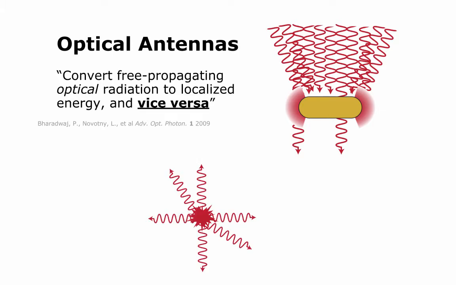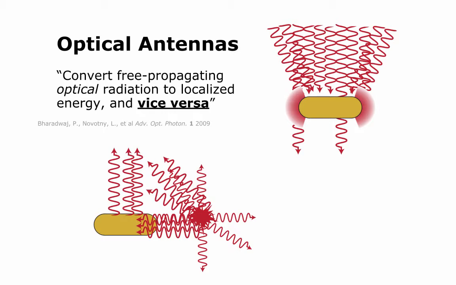Now what about the vice versa direction? What happens if we have a localized source of optical energy? This basically just means a light source that is spatially very small. This is exactly what our fluorescent molecules are, but it could be any small light source. What happens if we place an optical antenna near this localized source of energy? Through that same remarkable physics, the presence of the antenna causes the source to actually emit a lot more light.